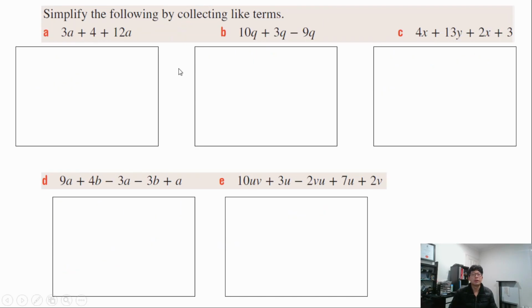Alright, now once again, this is your turn. Just pause the video here and have a go at these by yourself, and just unpause when you're ready to go through them with me.